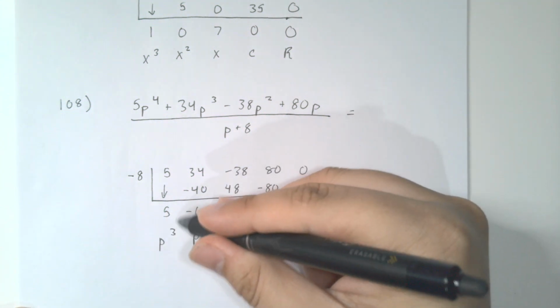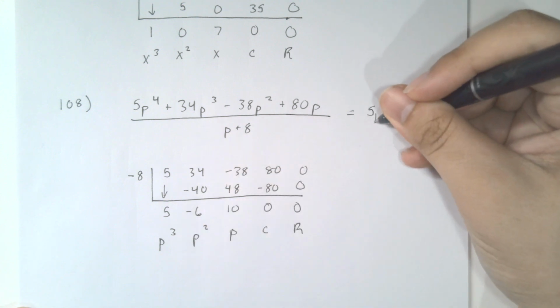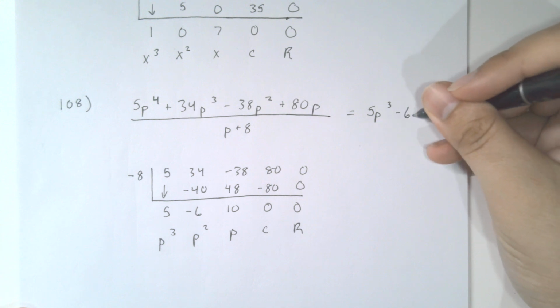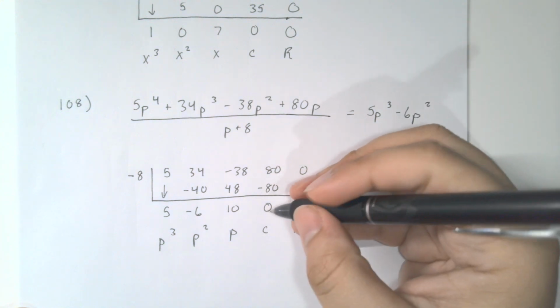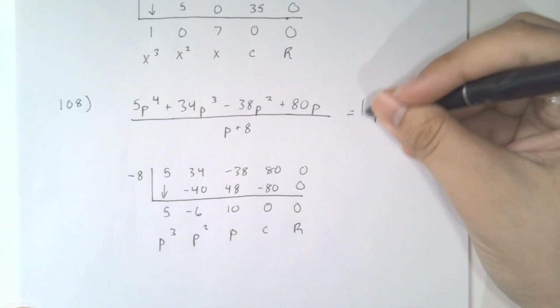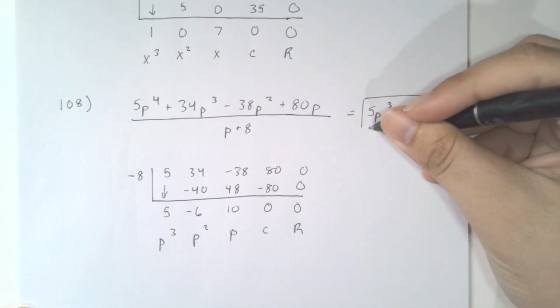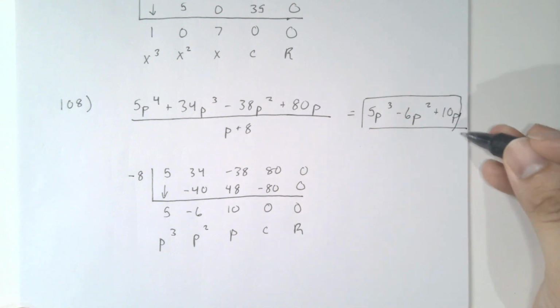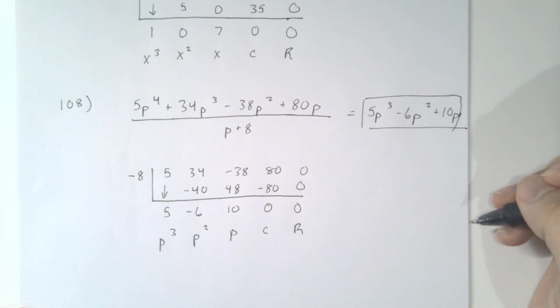Interpreting our answer, we have 5 p cubes, negative 6 p squared, and plus 10p. And so, with no constant and no remainder, this is our final answer.